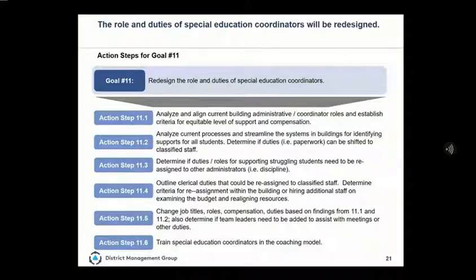And this one will be another one that's very complex, because as soon as you start to look at one role, like I said, you end up looking at many other roles. Some people have already started to take a look at this even at a building level, and have reassigned some of those clerical duties as they've made some changes in their office staff. And I think that's one of the steps, 11.4 there, but that's in addition to all of these other things, including training those special education coordinators in that coaching model. So we really want to get the best benefit that we can from this position, but we know that it has a lot of moving parts to it.